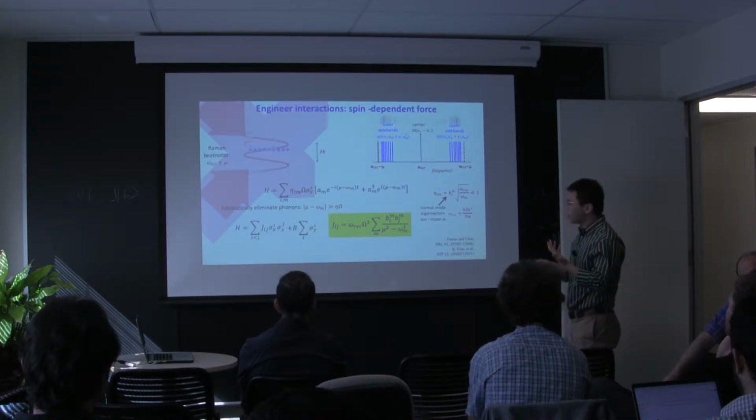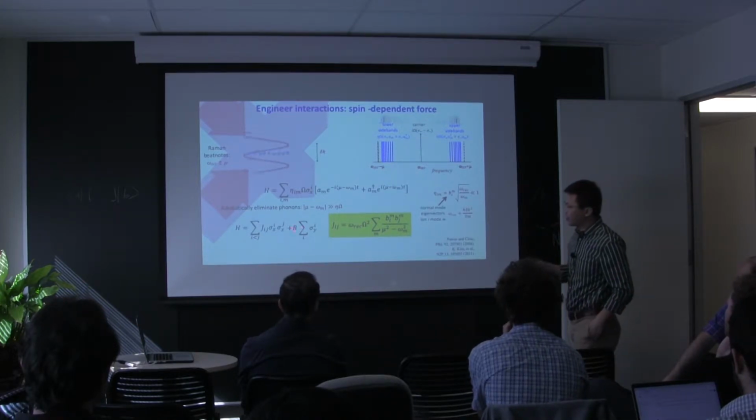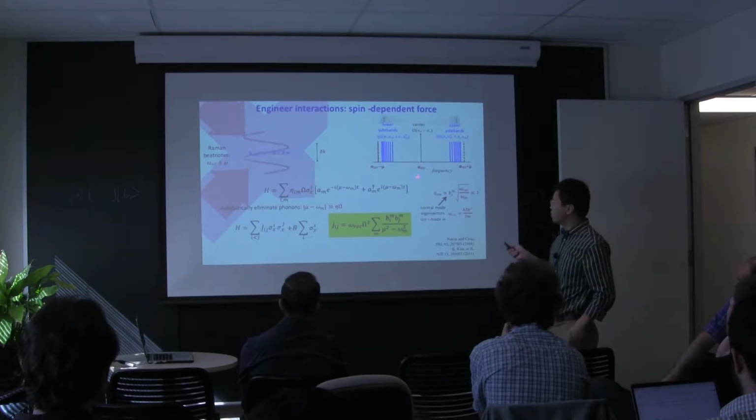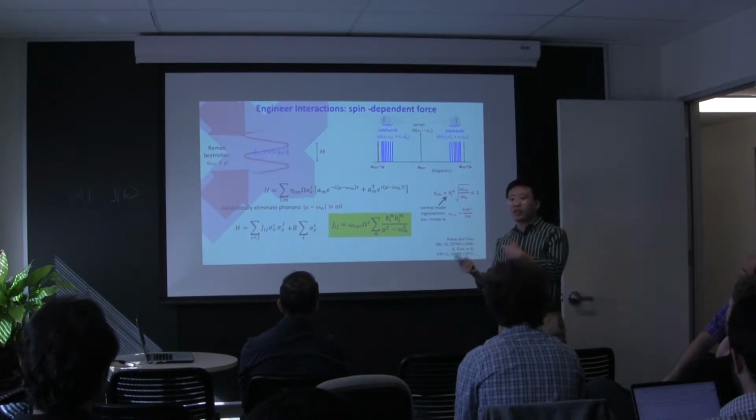As another extra thing, if we want to add a transverse field, we just need to shine some beam on the carrier, which does not create any motion.